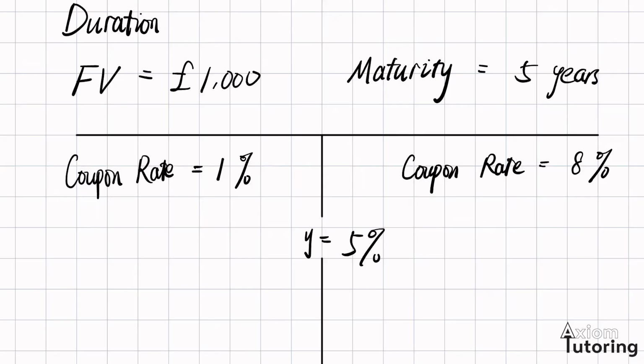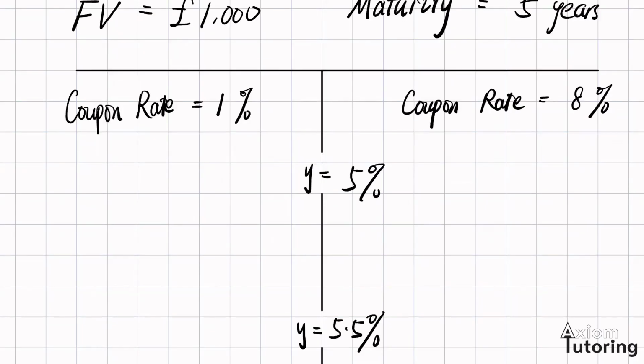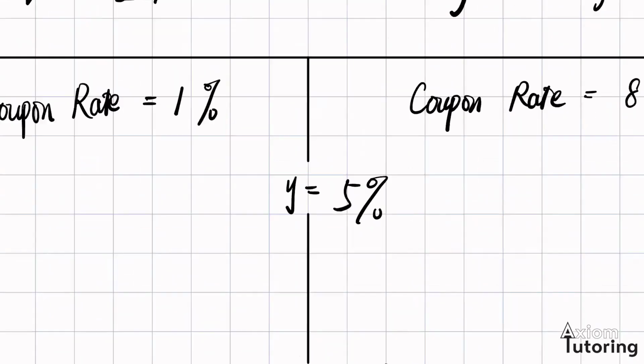Okay, so suppose I have two different bonds. They both have the same face value, which is £1,000, and the same maturity, which is 5 years. But the first bond would have a coupon rate of 1% and the second 8%. So let's calculate the price of both bonds. But first, let's fix the yield to maturity at 5%.